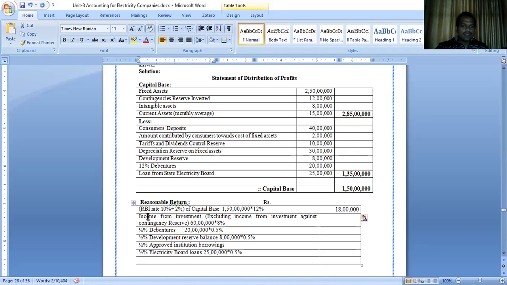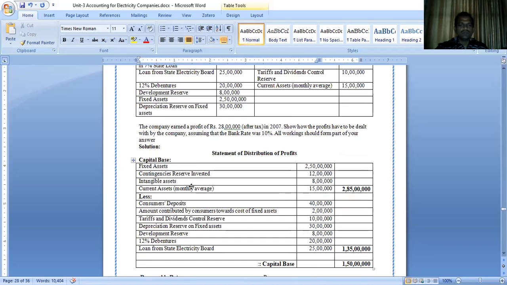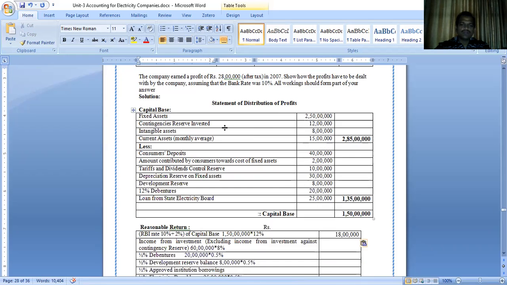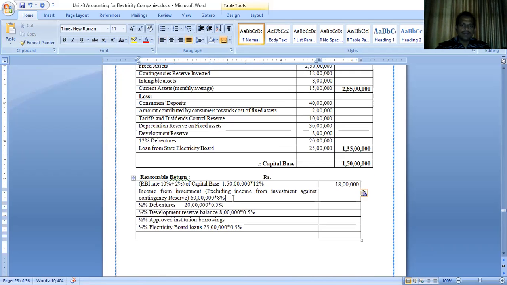The income from investment, in the sense of general reserve investments: this 60 lakhs we have to consider, and this 60 lakhs was invested in government securities. So at 8% government securities, 8% interest we have to calculate as income from investments. So income from investment comes to around 4,80,000.